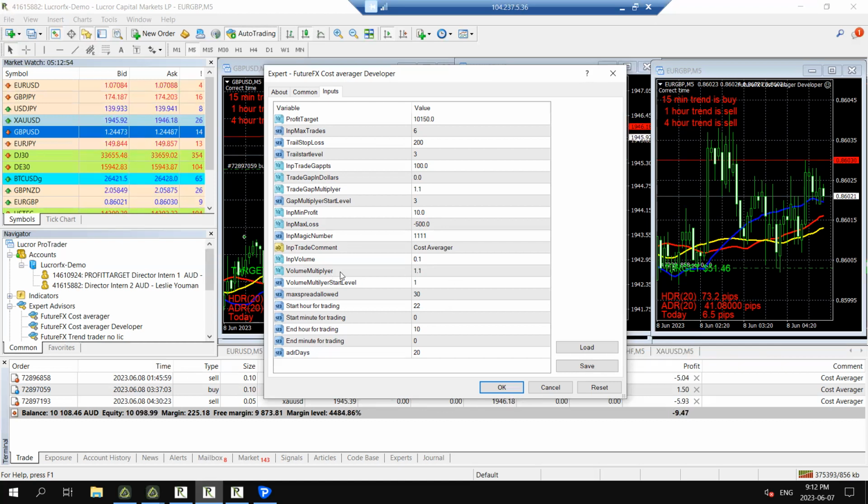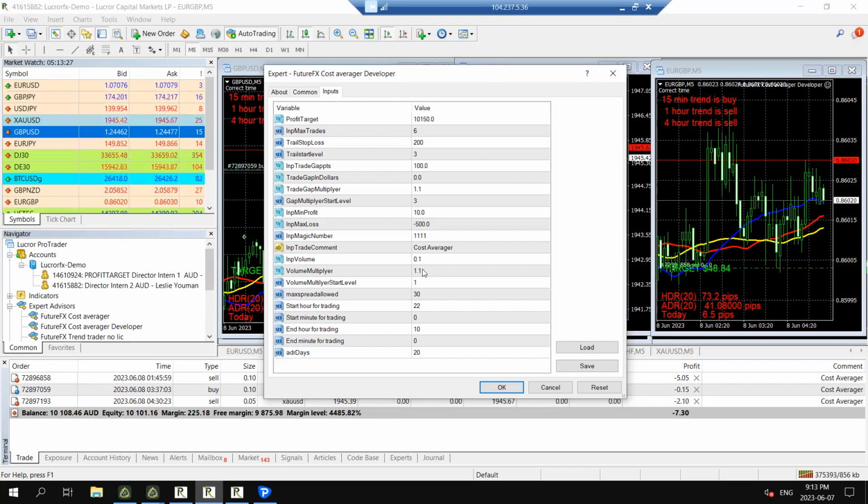Now, this is a new feature that only this version has. So nobody's using this version except for me at the moment, a volume multiplier. So if you want to, how the trade gap opens up 1, 2, 3, 4, up to 6 trades to cost average into position. If you have the volume multiplier set at 1, then every single trade will be the same size of 0.1. And that's the way this software has always worked.